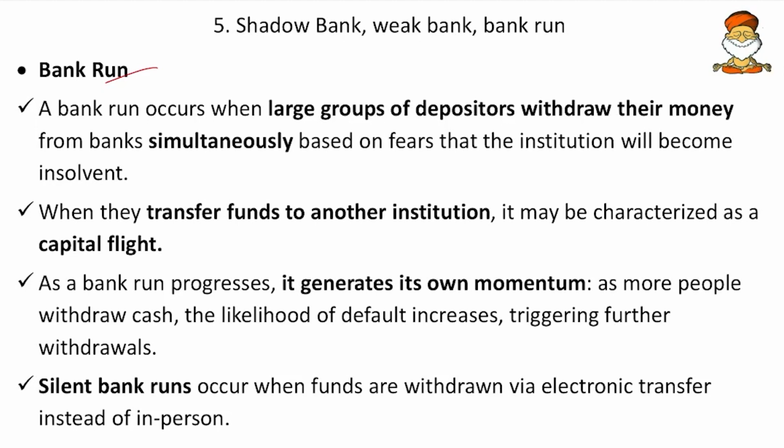And then the bank run. So what is a bank run? A bank run occurs when a large group of depositors withdraw their money from the bank simultaneously, based on fears that the institution will become insolvent. So this is a chain reaction. If someone out of fear removes their account, that will trigger others to remove theirs, and now more and more withdrawals happen, which will trigger more and more people to withdraw again.